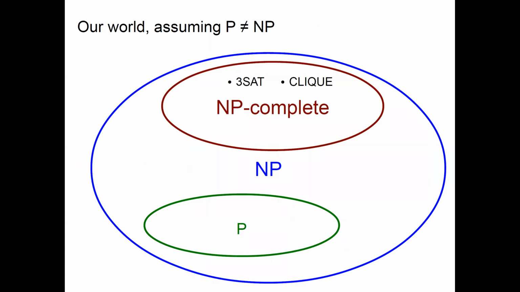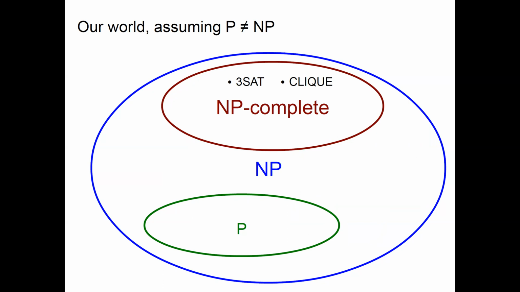Most people seem to think that our world has P different from NP. In this case, P and NP would be different sets. So you have P here. Then you have a subset of NP, which is NP complete. These two sets are disjoint because NP complete problems will not be in P. And NP complete will contain things like 3SAT, clique, and so on.